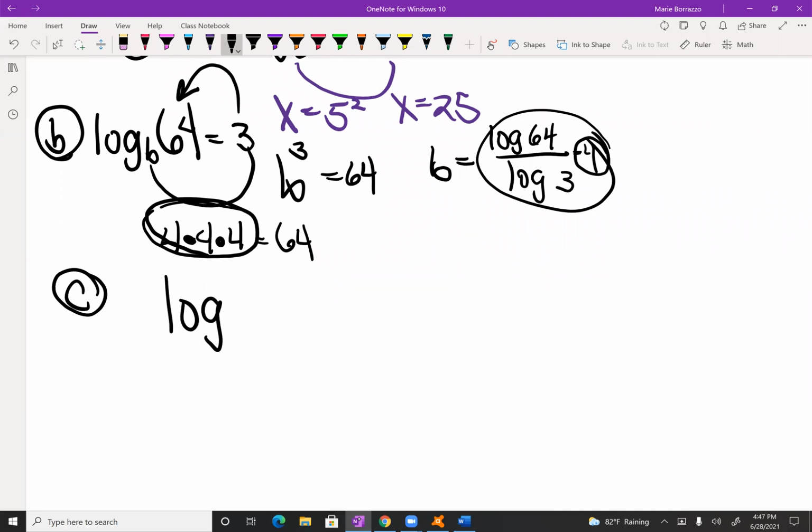Here's the last example they give us. Log base 3 of 7 is equal to y. In exponential form, this would be 3 to the y is equal to 7. You can't really solve for that per se.